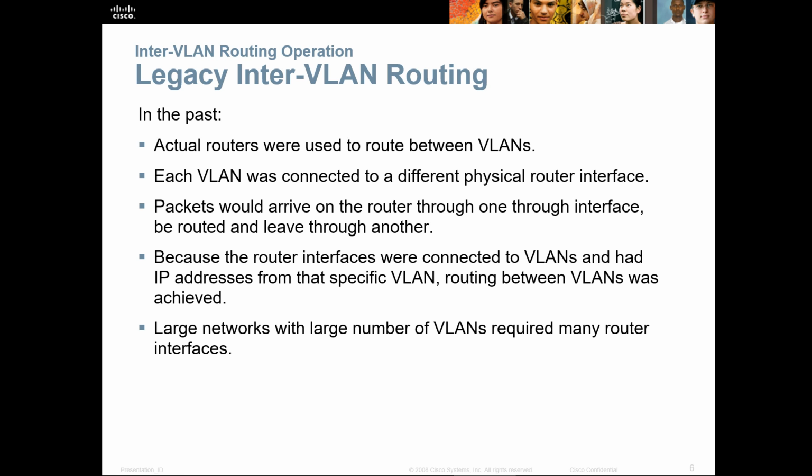In the past, actually, routers were used to route between VLANs. Each VLAN was connected to a different physical interface on a Layer 3 device. Normally a router, but that's not the only Layer 3 device out there. Because the router interfaces were connected to VLANs and had IP addresses from specific VLANs, routing between VLANs was achieved. The larger the network grew, the more requirements, the more complex.